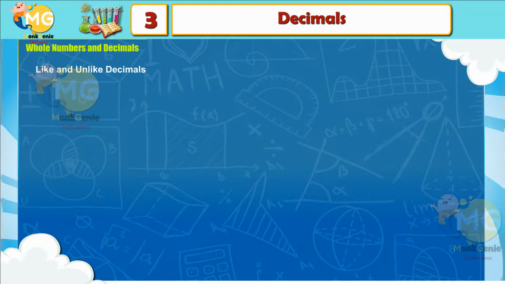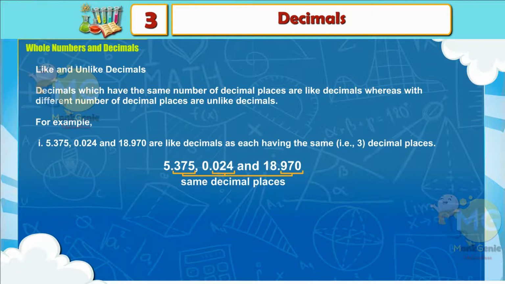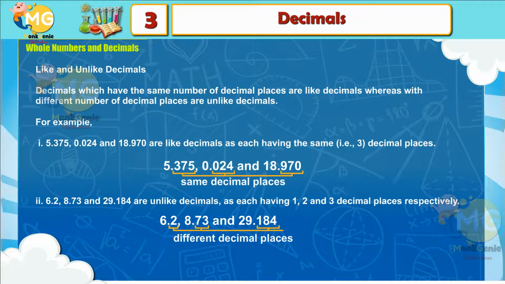Like and unlike decimals. Decimals which have the same number of decimal places are like decimals, whereas those with different numbers of decimal places are unlike decimals. For example, 1. 5.375, 0.024 and 18.970 are like decimals as each has the same, that is 3 decimal places. 2. 6.2, 8.73 and 29.184 are unlike decimals as each has 1, 2 and 3 decimal places respectively.